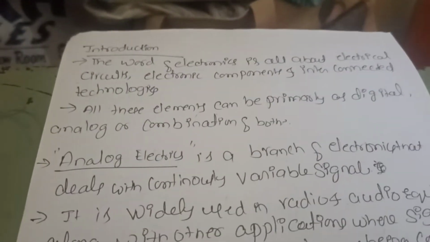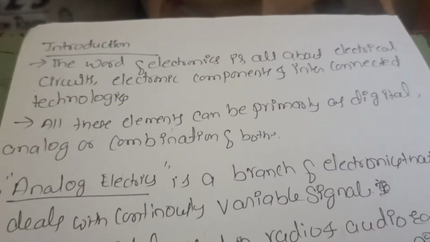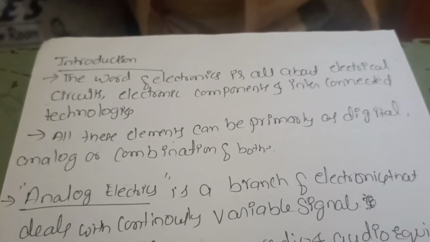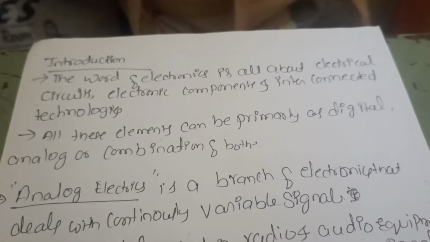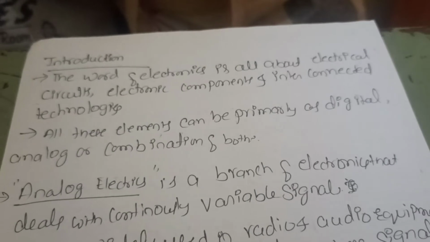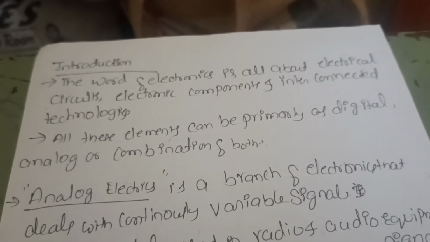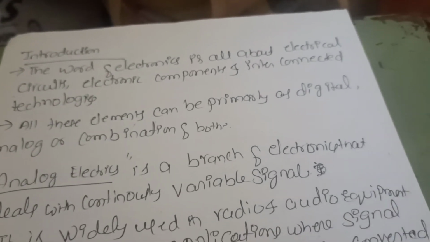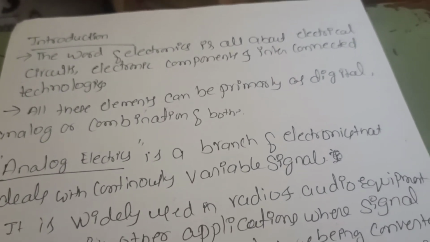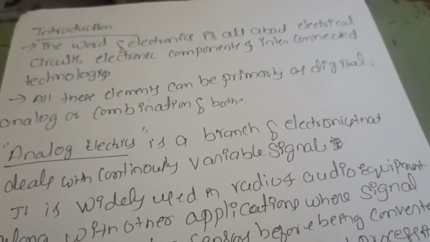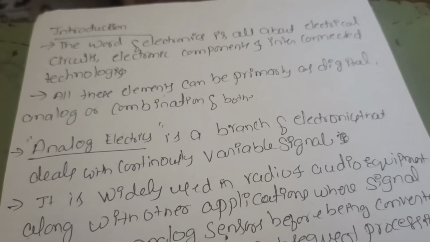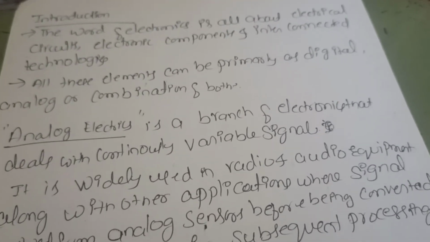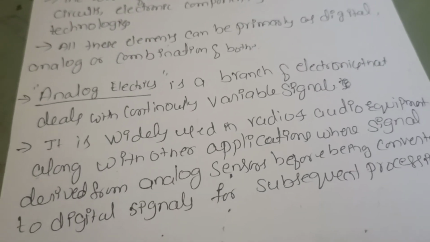Next, coming to the introduction part of analog circuits. What do you mean by analog circuits? Under the introduction, the word electronics is all about electrical circuits, their electronic components and integrated technologies. All these elements can be primarily digital, analog, or a combination of both.